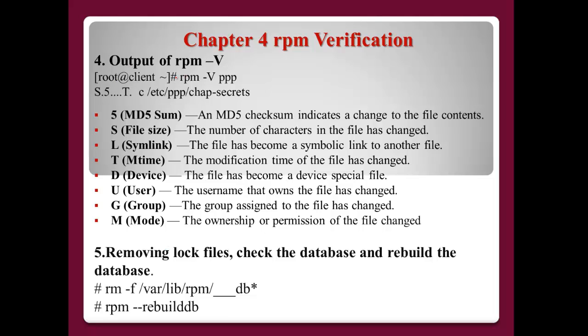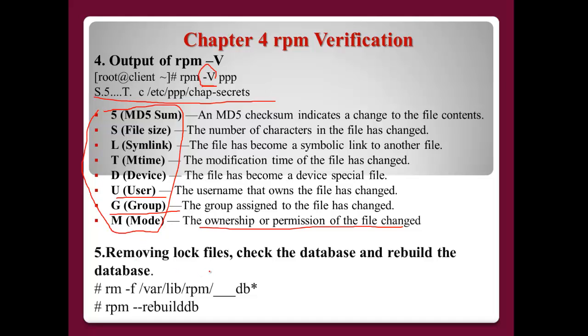And number 4, output. When we use -V, we can see output like this. Here 5 means MD5 sum, S means file size checking, L means symbolic link checking, and T means modification time checking. D means whether the file has become a device special file or not, and U or G means username or group name, and ownership or permission changed or not. So if we use this option, it will show this kind of information.